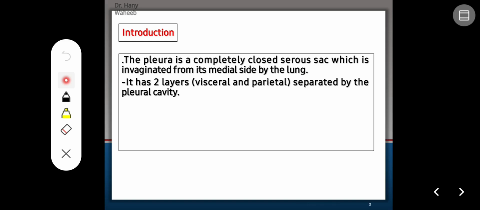The pleura has two layers: the visceral layer, adherent to the surface of the lung, and the parietal layer, which surrounds the lung, and it is adherent to the inner aspect of the thoracic wall, the upper surface of the diaphragm, and the side of the mediastinum. It is the parietal pleura. Both layers, the visceral and the parietal, are separated by a potential space called the pleural cavity.